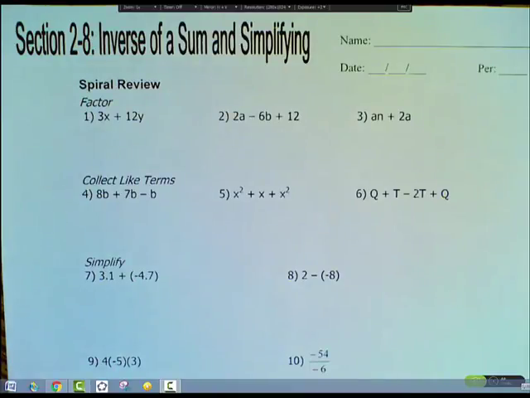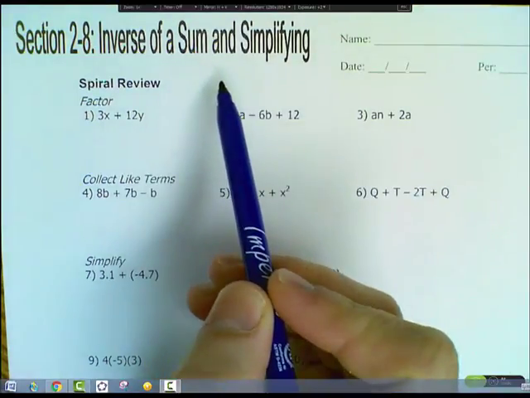Okay, here's today's lesson. It covers chapter 2, section 8 in the Algebra 1 textbook. It's entitled Inverse of a Sum in Simplifying.